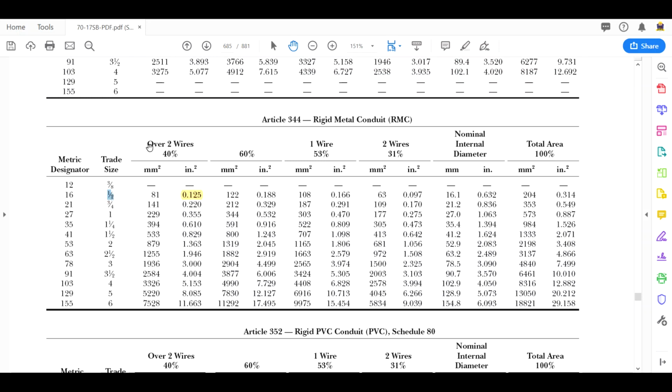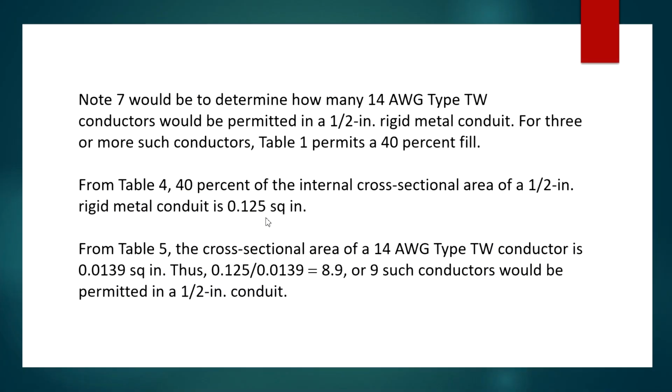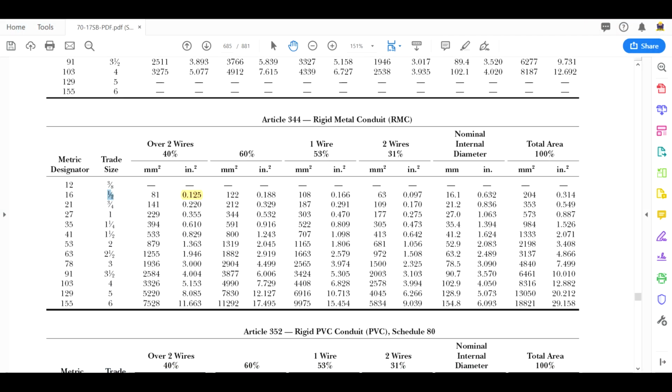You see that it is the 40% fill, and the total area of it is 0.314. That's the total area, but 40% of that area is 0.125. So we go back, and that's what we had on our example. Okay, so it's 0.125. Now, since we're dealing with 14 gauge TW, we go to table 5. The cross-sectional area of a 14 AWG type TW conductor is 0.0139. Okay, so 0.0139. So now let's go back to the code and validate that.